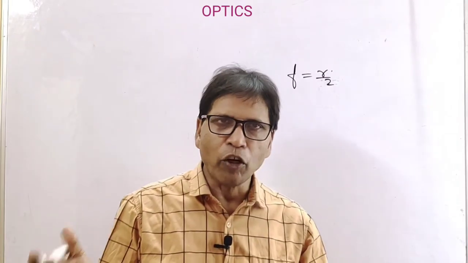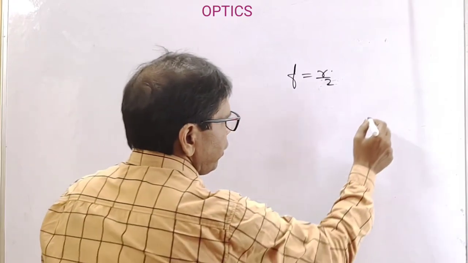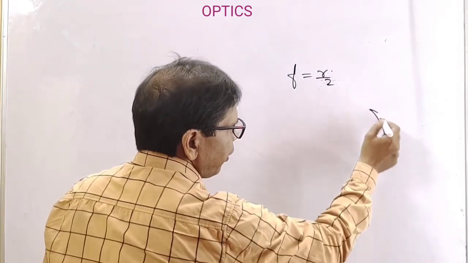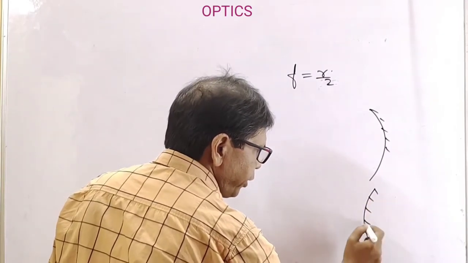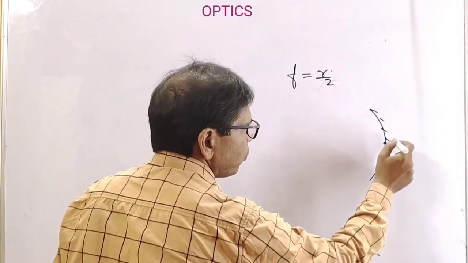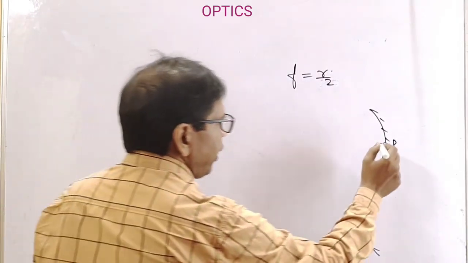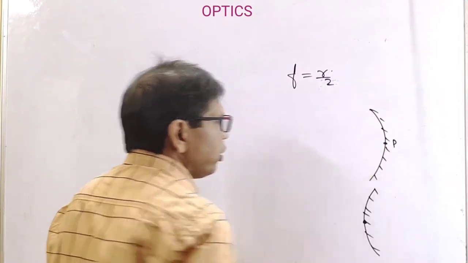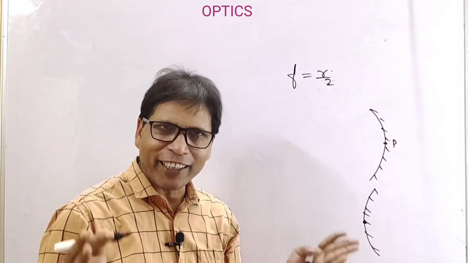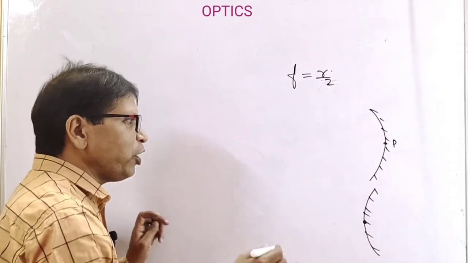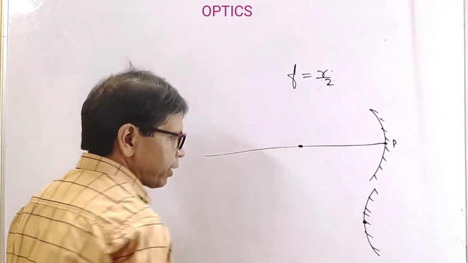Now, first of all, sign convention and f equals r by 2. Now look at this. This is a concave mirror and this is a convex mirror. The center of the mirror is called the pole. The center of the sphere of which the mirror is a part is called the center of curvature. And the line joining the pole and the center of curvature is called the principal axis.